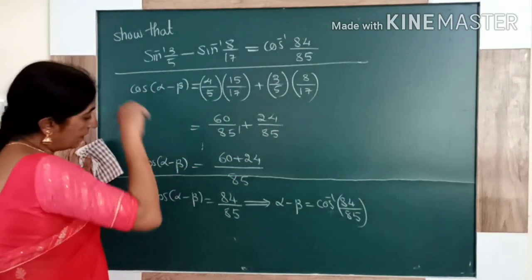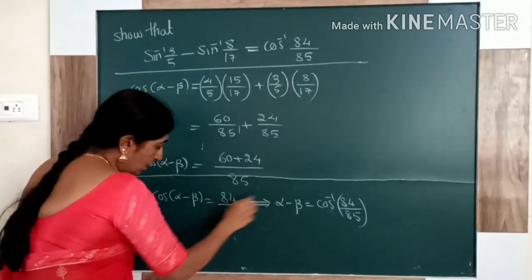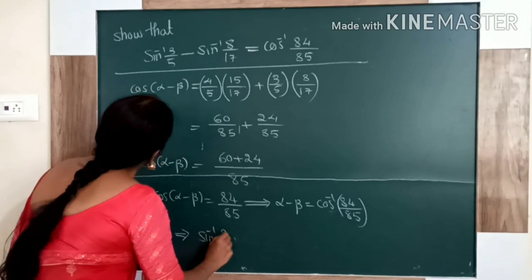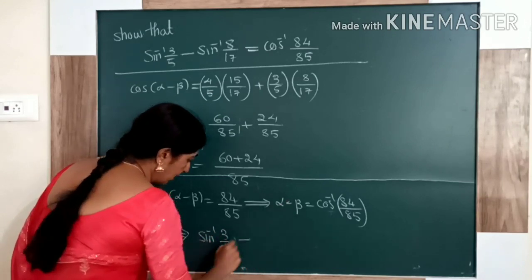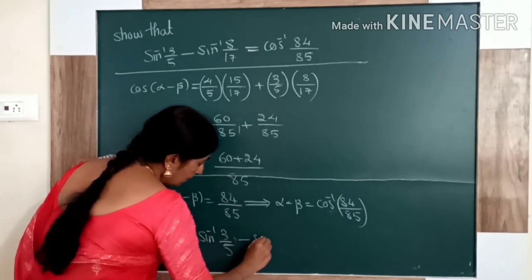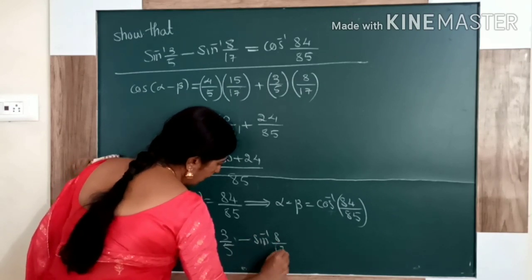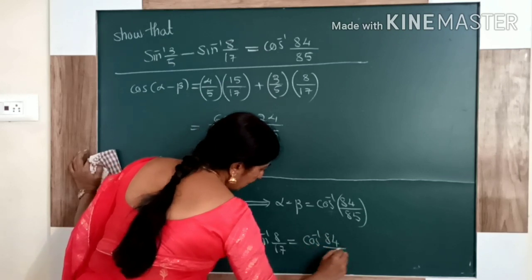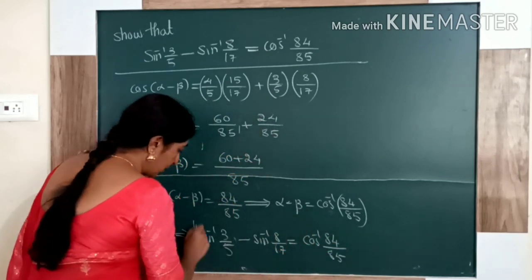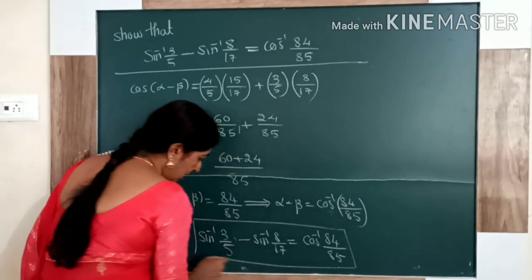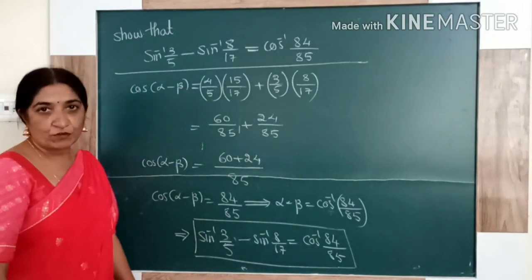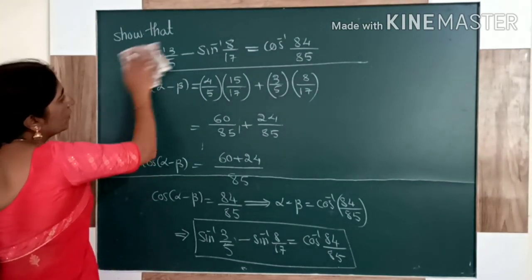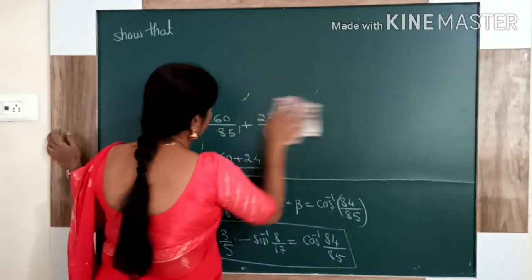Let us write alpha and beta. At the starting of the solution, you know what alpha is. Alpha is sin inverse 3 by 5 and in the middle minus. Beta is sin inverse 8 by 17, is equal to cos inverse 84 by 85. See students, we are not taking LHS or RHS, we are just applying the basic first year formula and proving this. Now I am giving you 2-3 examples as homework, similar sums.